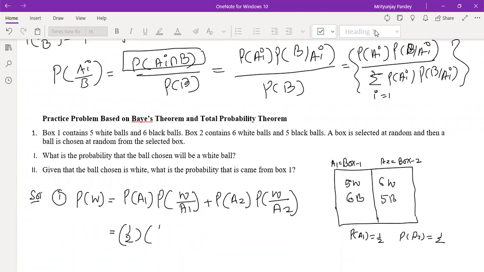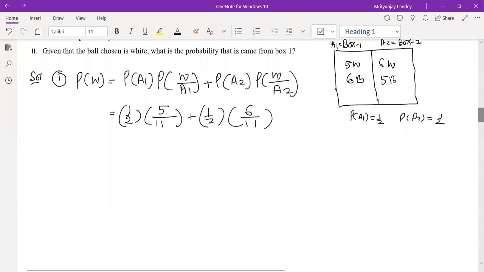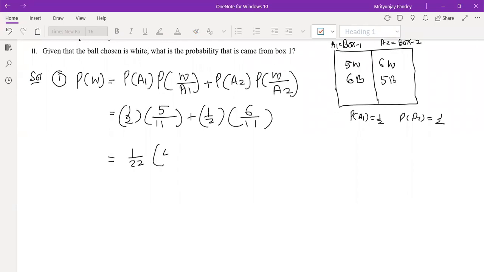There are 5 white balls out of a total of 11 balls in box 1, plus once again 1 by 2, the probability of the second box, and 6 upon 11. So finally you can simplify this expression and then we will get the final answer. 1 by 22 is common, therefore 5 plus 6, that is 11 by 22. Finally the answer is 1 by 2.